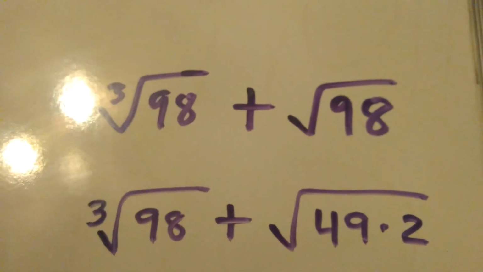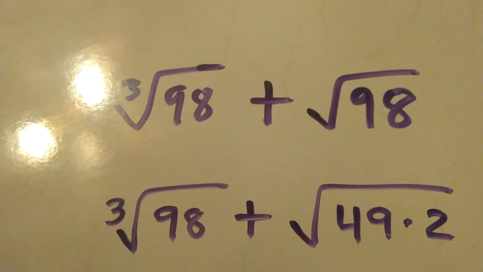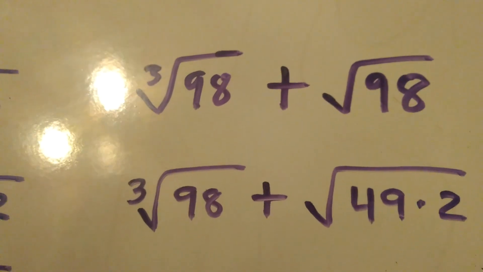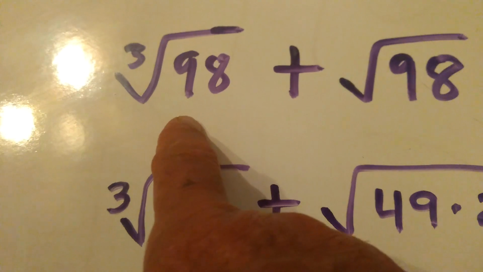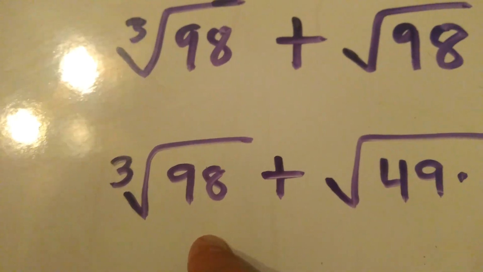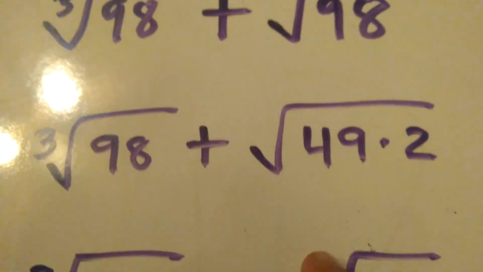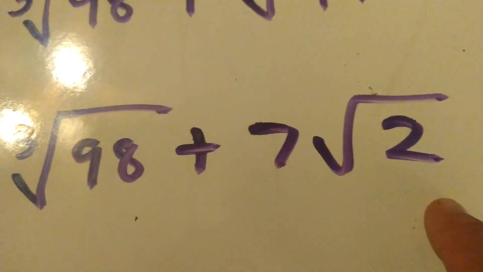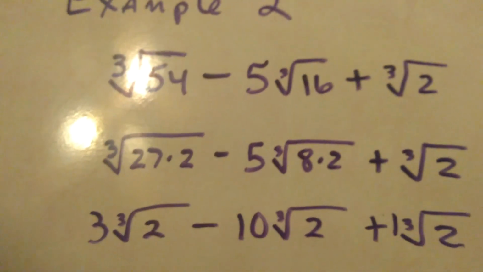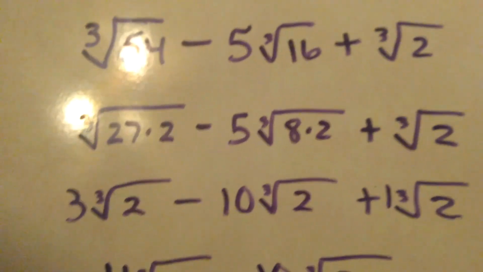The last example problem here, we have cube root of 98 plus square root of 98. Right now we can see that we can't add them because we have a cube root plus a square root. Remember, when you add and subtract radicals, they must be the same radical. Square root to square root, cube root to cube root. We can't simplify the cube root of 98 because there is no perfect cube that divides into 98, so it remains the same. But we can take the square root of 98 and make it 49 times 2. Square root of 49 is 7. So it becomes cube root of 98 plus 7 square root of 2. Remember, when you're dealing with radicals, it's like fractions. You're not going to see any directions that say reduce radicals. It's understood that you reduce radicals.